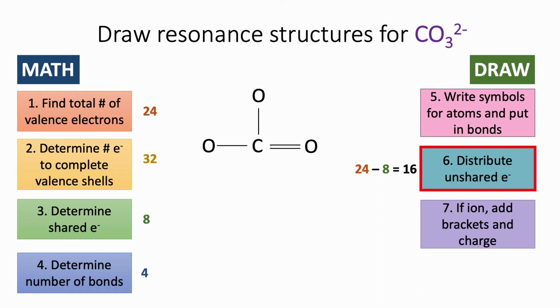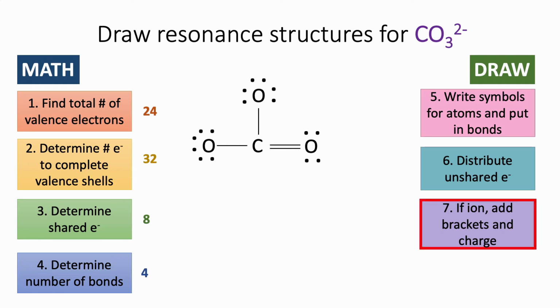Now, for each of these oxygens that has 1 bond, those have 2 shared electrons, so they need 6 more to get an octet. 2, 4, 6, 2, 4, 6. And then our double bonded oxygen has 4 shared electrons, so it needs 4 more to get an octet. And just quickly, we have 6 and 6 and 4. That adds up to 16, so we did that right. And then finally, this is an ion. We need to add brackets to it and put a charge on it. And now we have a good electron dot structure for carbonate.